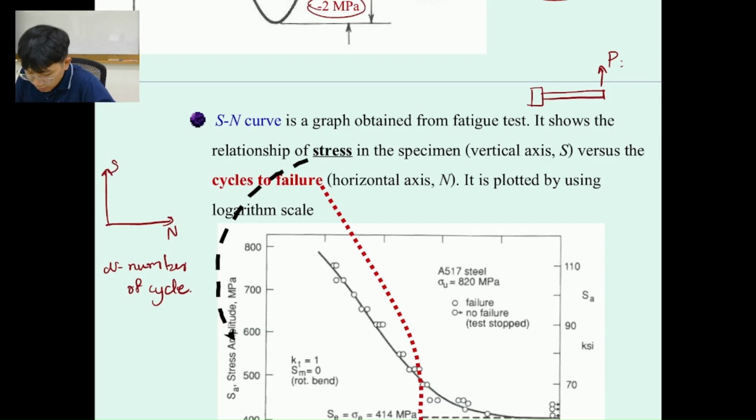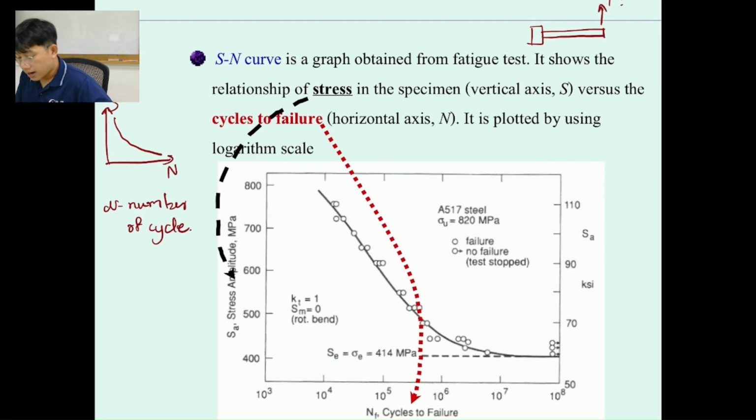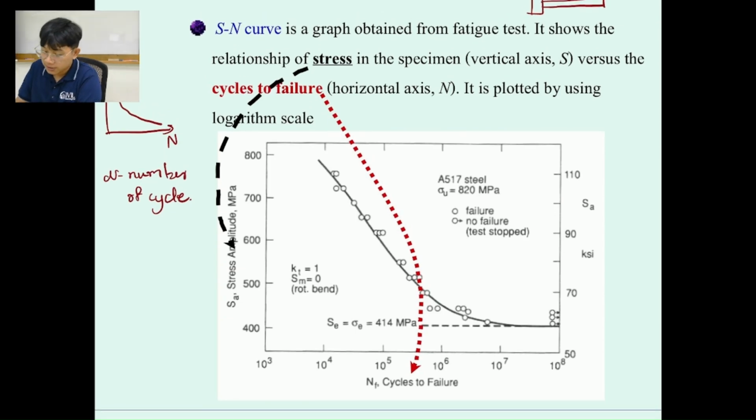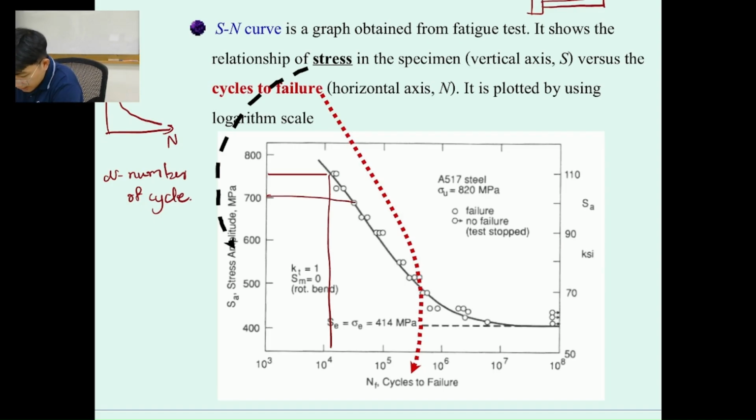So after you apply many points, you're going to get the line over here. The important note of the S-N curve, the stress and number of cycle curve, is just that the closer you go to the ultimate, the smaller the number of cycles you get, which means if you apply smaller stress to the sample for testing fatigue, the life cycle is going to be a lot larger.